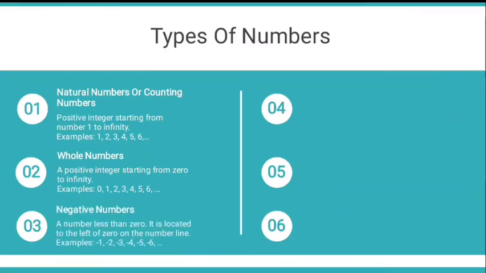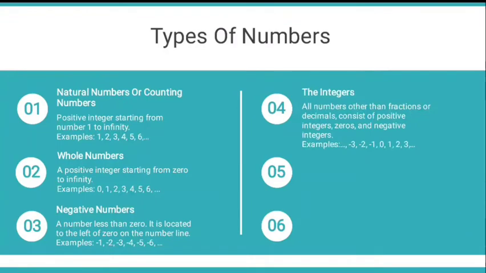Negative numbers. Negative numbers are numbers less than 0. They are located to the left of 0 on the number line. Examples: -1, -2, -3, -4, -5, -6, and so on. The integers. The integers are all numbers other than fractions or decimals. They consist of positive integers, zeros, and negative integers. Examples: -3, -2, -1, 0, 1, 2, 3.